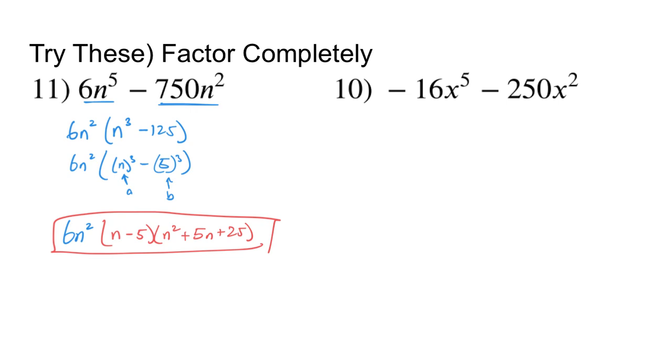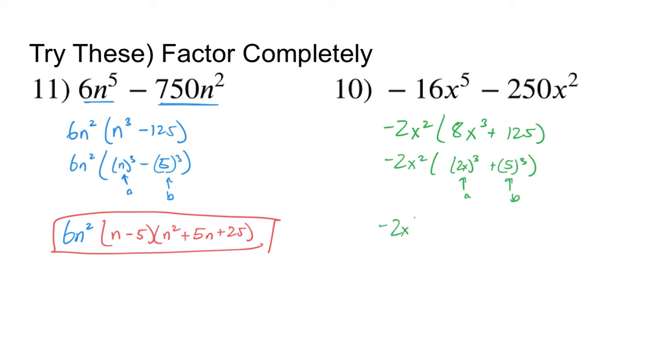What about 10? Let's take a look at 10. Is there a GCF? Yes, there is. Negative 2x squared would be the GCF. And that means I'm left with 8x to the third plus, watch that negative, 125. So I got negative 2x squared. And then if I look at that, that's 2x to the third plus 5 to the third. And there is my a value and my b value.